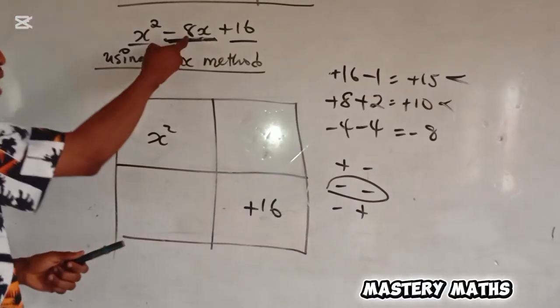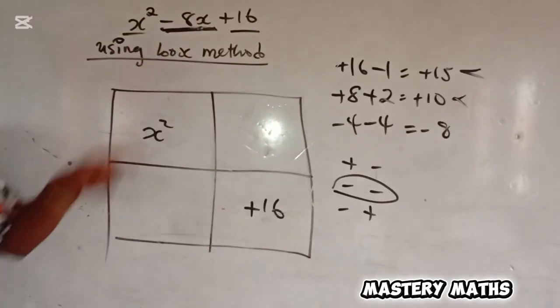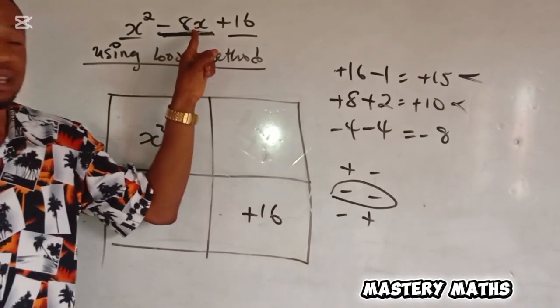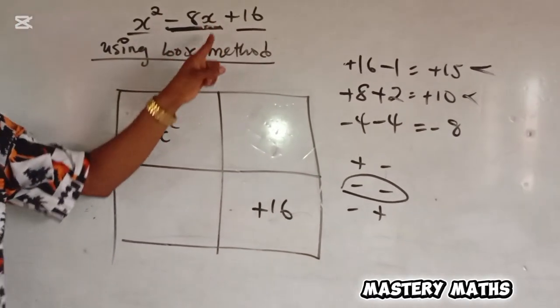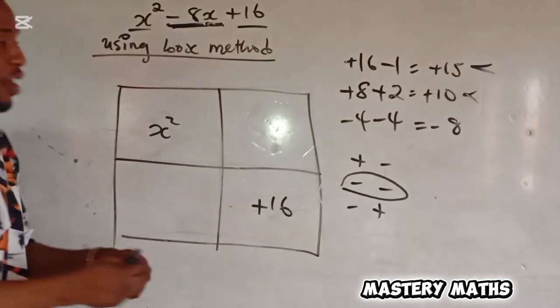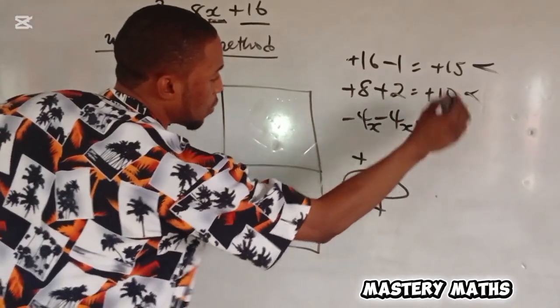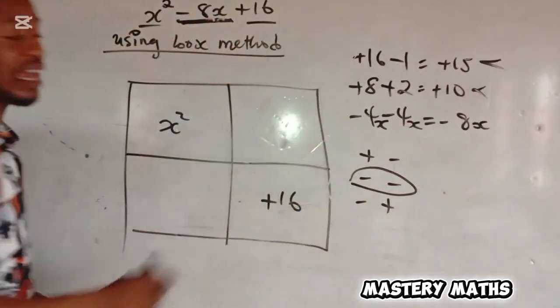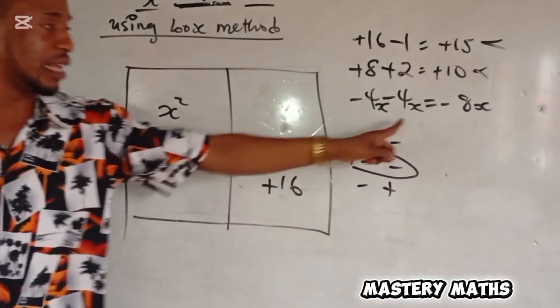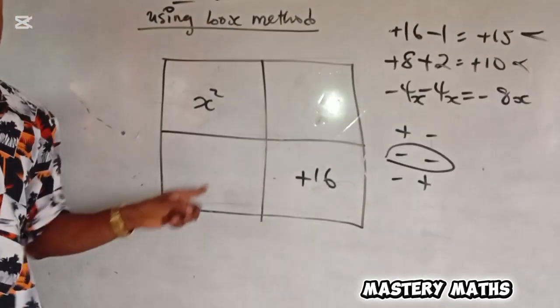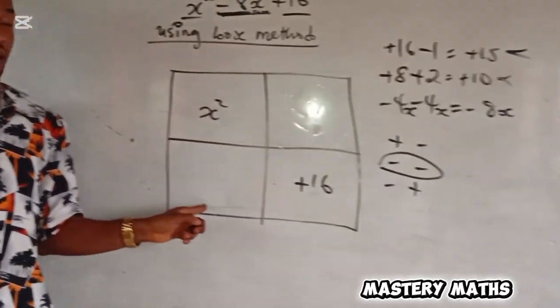So, if you watch, that minus 8 has a variable of x. So the x will include the x here. So it will be minus 4x, which gives us minus 8x. Now, this is what we'll place in the box. Have you seen it now?